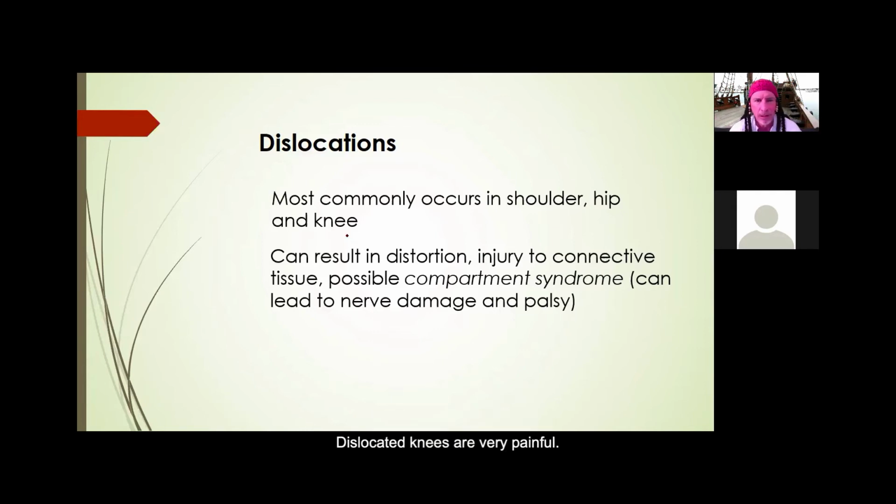Dislocated knees are very painful. There again, looking at this word right here, compartment syndrome. A dislocation can impinge nerves and vessels and cause damage distally to wherever the injury is.